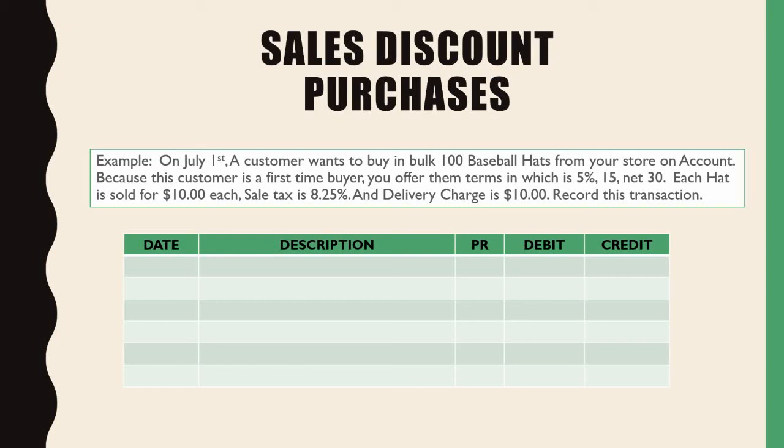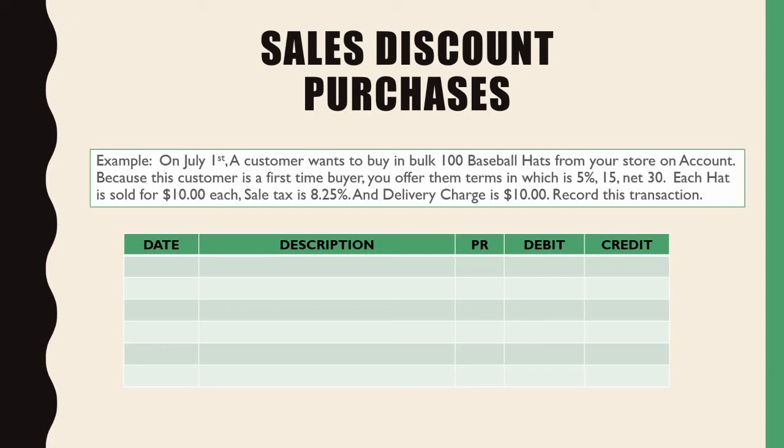So 10 times 100, that's $1,000. So you're going to credit the 1,000. If he pays within 15 days, he'll get a 5% discount off of the $1,000. If he pays in 30 days, he'll have to pay the whole $1,000.